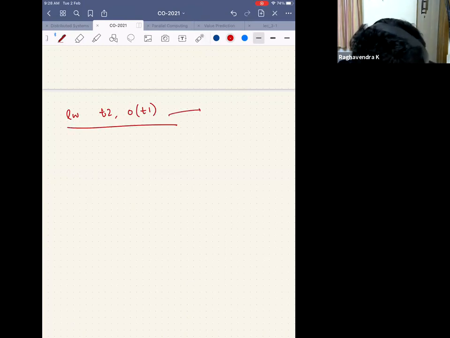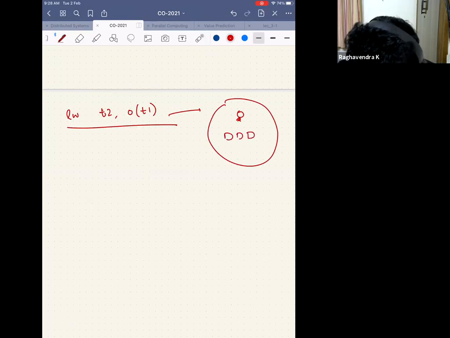Now this instruction cannot be directly given to this guy. I cannot tell him load word T2, 0, T1, because this guy cannot understand a word called load word, English called load word. So you have to convert it to something called machine code.